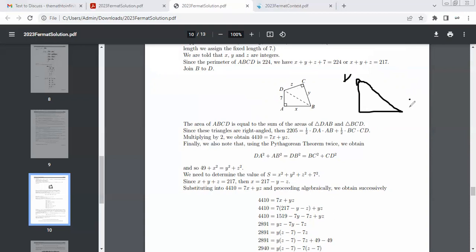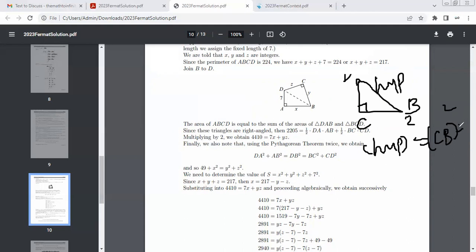If I assume this DBC, the lengthiest one, the side which lies opposite to the 90-degree angle is known as hypotenuse. This is going to be my hypotenuse, right? So this hypotenuse must be equal to the sum of the squares of the other two sides, which is CB square and DC square. So DB whole square is equal to CB square plus DC square, right? DC or CD, whatever, order doesn't matter, right?